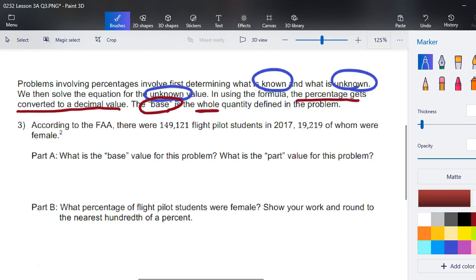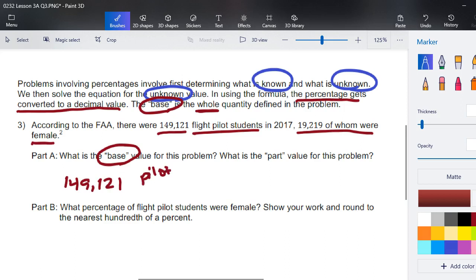So on number 3, according to the FAA, there were 149,121 flight pilot students, 19,219 of whom were female. What is the base, the whole component in this problem? It's going to be our 149,121 pilot students, the whole class. What is the part that we're talking about?